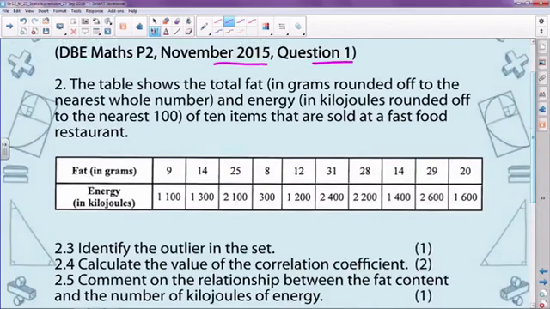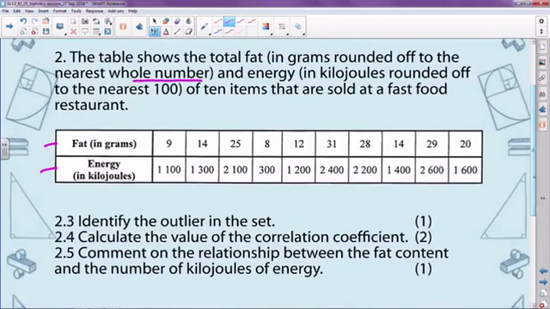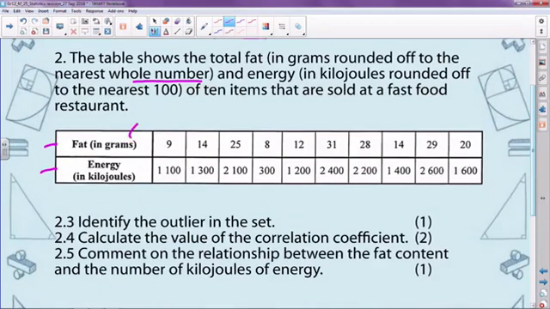This is question 1. So you were given the table which shows the total fat in grams rounded off to the nearest whole number and energy in kilojoules rounded off to the nearest 100 of 10 items that are sold at a fast food restaurant. So you had your fat being the independent variable and the energy in kilojoules was your dependent variable. All right. 2.3 says identify the outlier in the set.